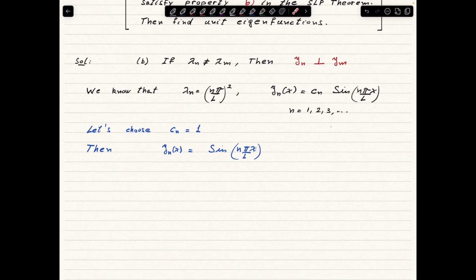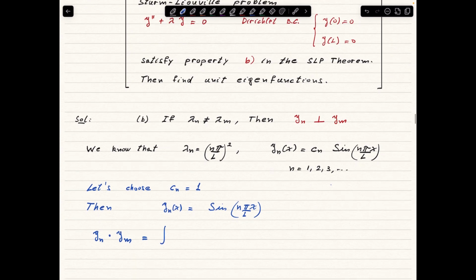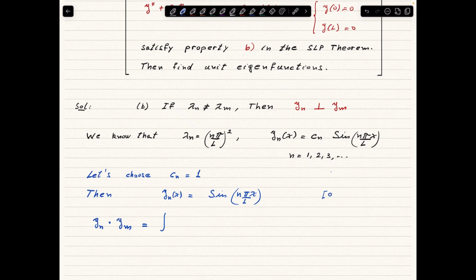Okay, so what do we need to do? We need to grab two arbitrary eigenfunctions, for example the eigenfunction yn, and compute the dot product with ym, which is nothing more than the integral. Here recall we are working on the interval 0 to L. So we need to do the integral from 0 to L of the function yn, which is just sine of n pi x over L, and the function ym, which is sine of m pi x over L, dx. And recall here we are assuming that n is different from m, because we want different eigenvalues to verify that they are perpendicular.